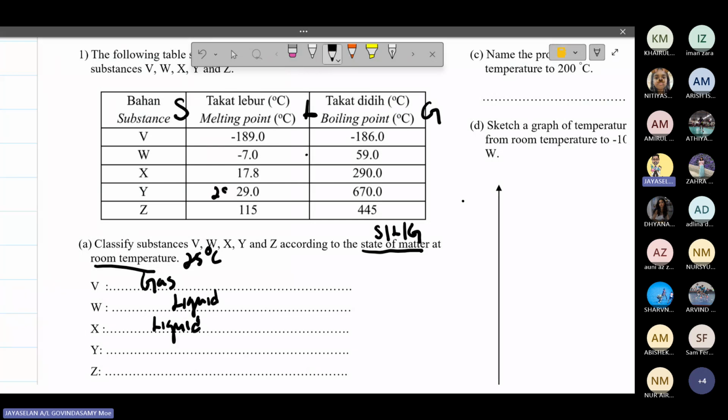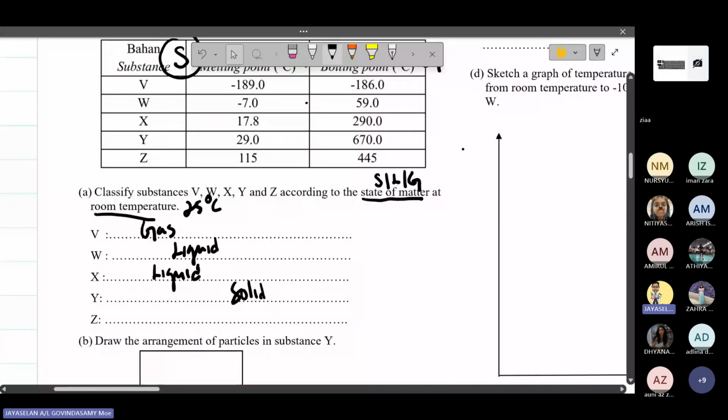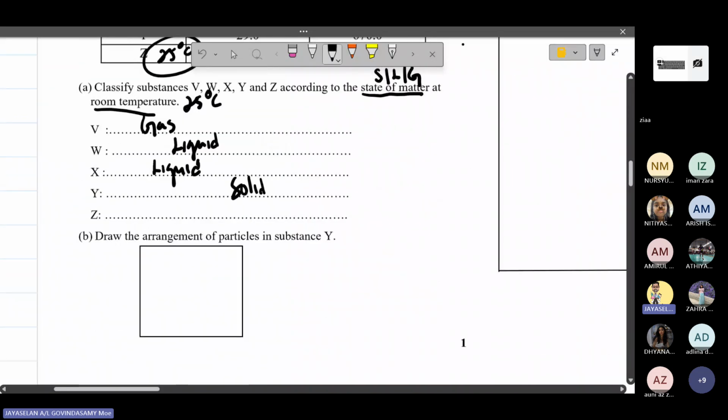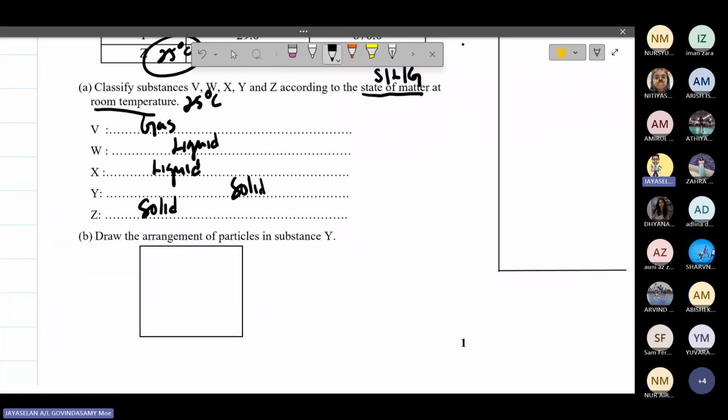25, this is 28, 27, 26, 25. Particle in what state? Solid state. So very simple this one. Okay, and where is your 25 for Z? 25 somewhere here, on the solid part. So the particle is in solid state. Any question? Okay, semua betul kan?